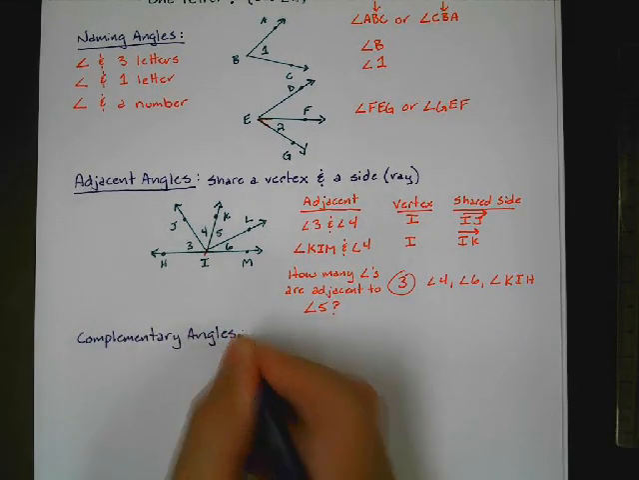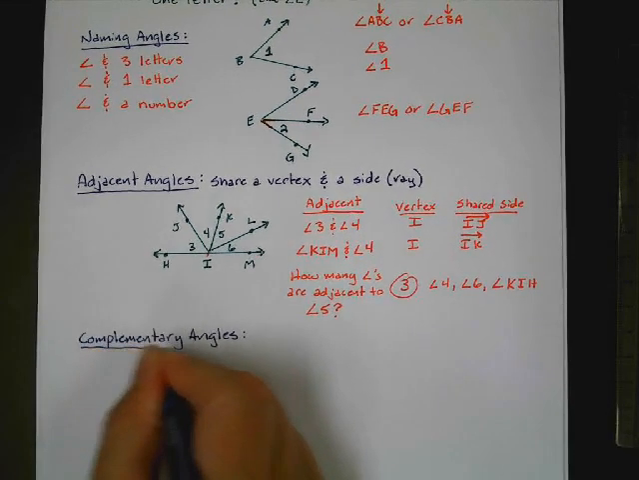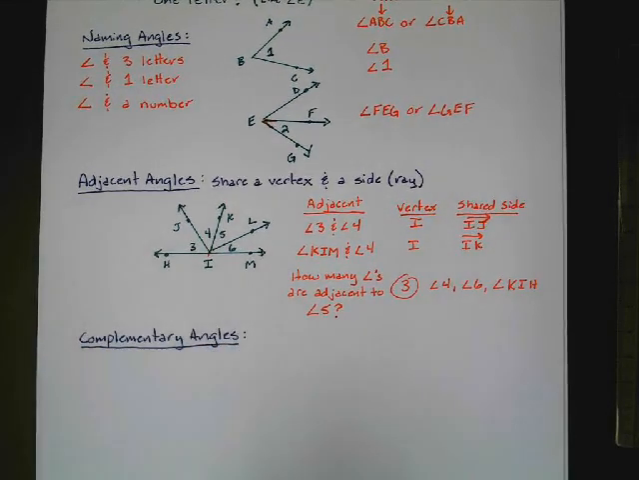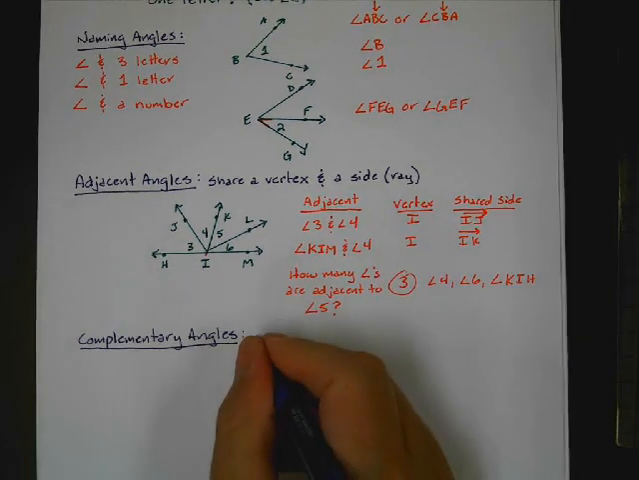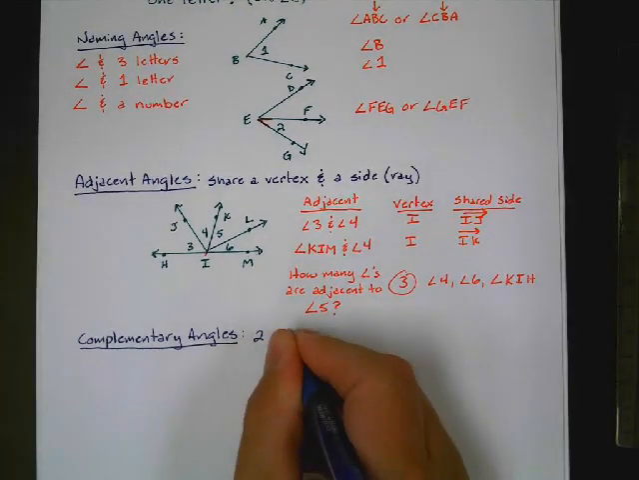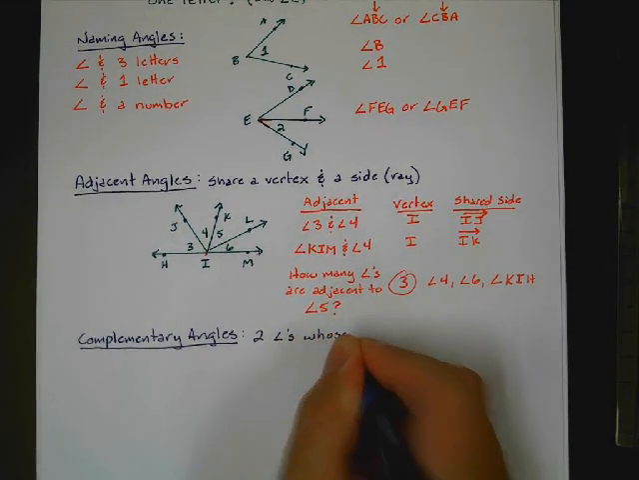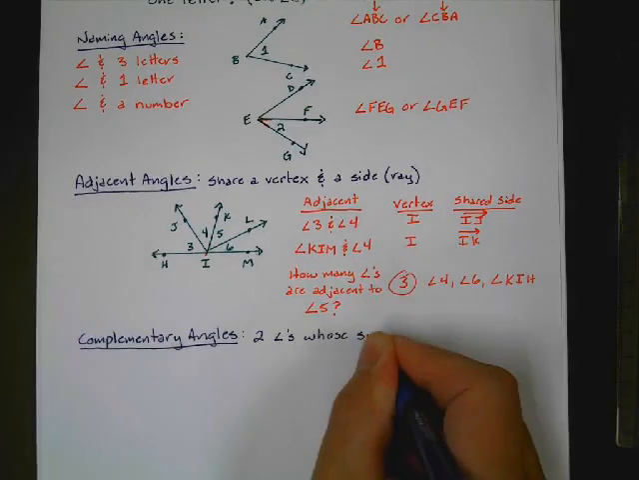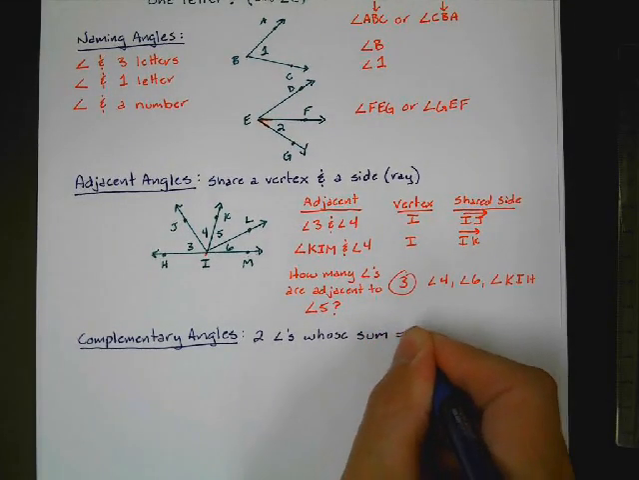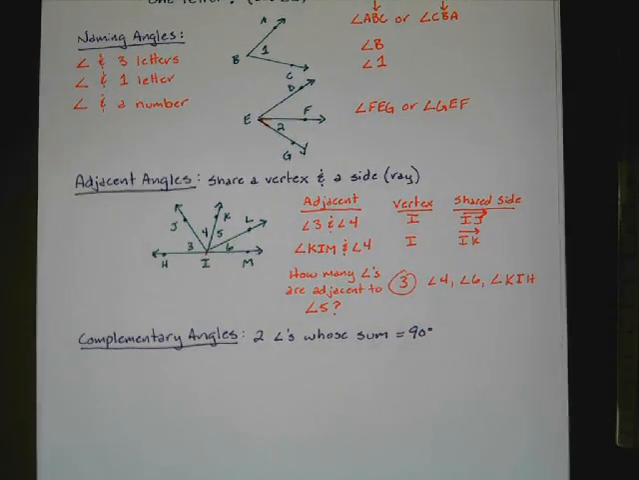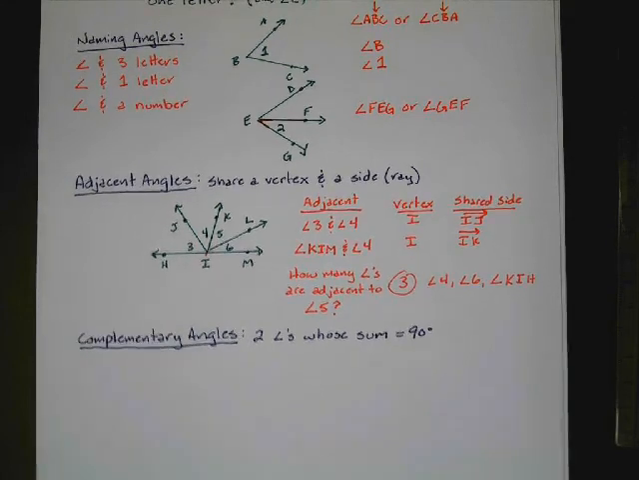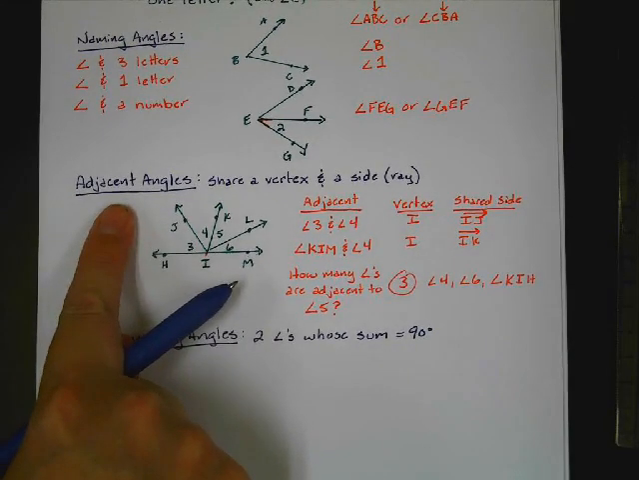Hopefully you remember these. Complementary means that the sum of the two angles adds up to 90 degrees. So it's two angles whose sum equals 90 degrees. Now these two angles do not have to be adjacent.